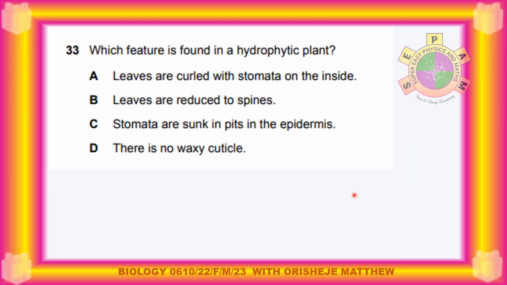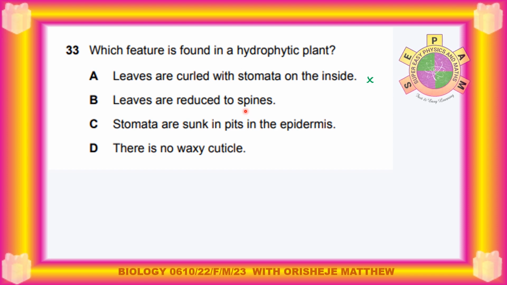Which feature is found in hydrophytic plant? Hydro means water. That is a plant that grows in water, or an aquatic plant. The leaves are coiled with the stomata on the inside. No, they don't have a problem with water, so there's no need to conserve loss of water.